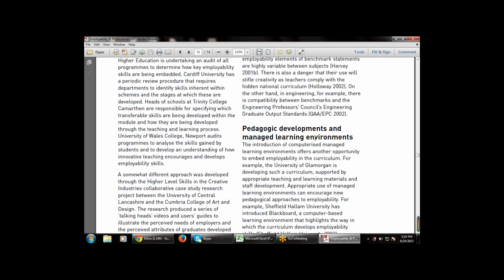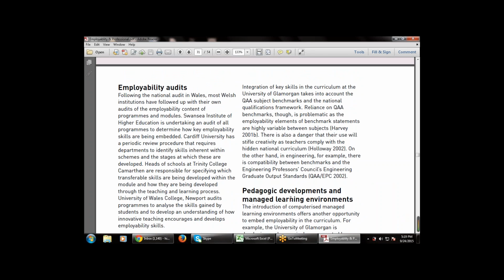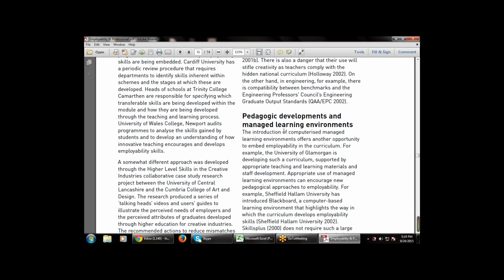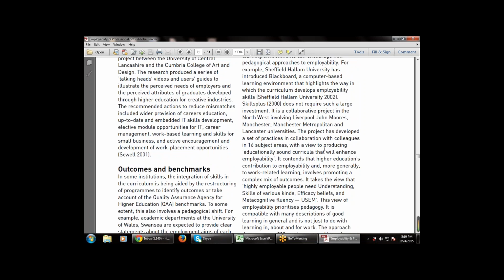And there should be a pedagogy development in the managed learning environment, that is also a part of the pedagogic environment. The introduction of the computerized managed learning environment offers another opportunity to embed employability in the curriculum. For example, the University of Glamorgan is developing such a curriculum that is supported by the appropriate teaching and learning module. So whatever the learning module, whatever the teaching module, is affected by the pedagogy development and the managed learning environment.